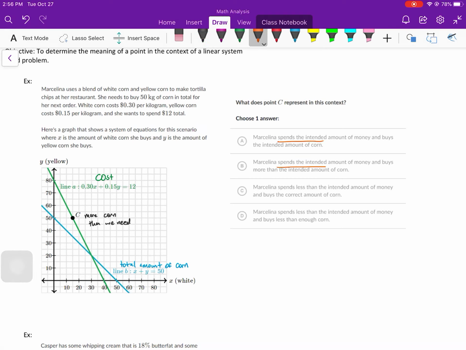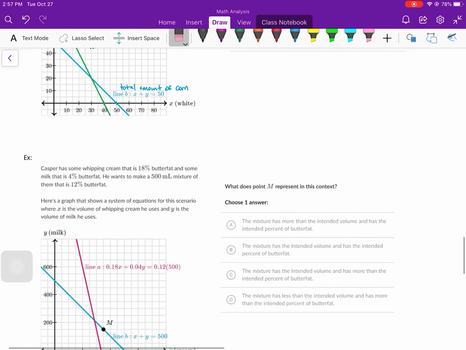These are the two that say that. And buys the intended amount of corn? No, she actually bought more corn than she needed by spending the intended amount. This we call, and if you guys are in econ, we call that like the equilibrium, right? That middle spot, that happy ground, where she bought the exact amount of corn she needed for the exact amount of money she brought, if it was that point.